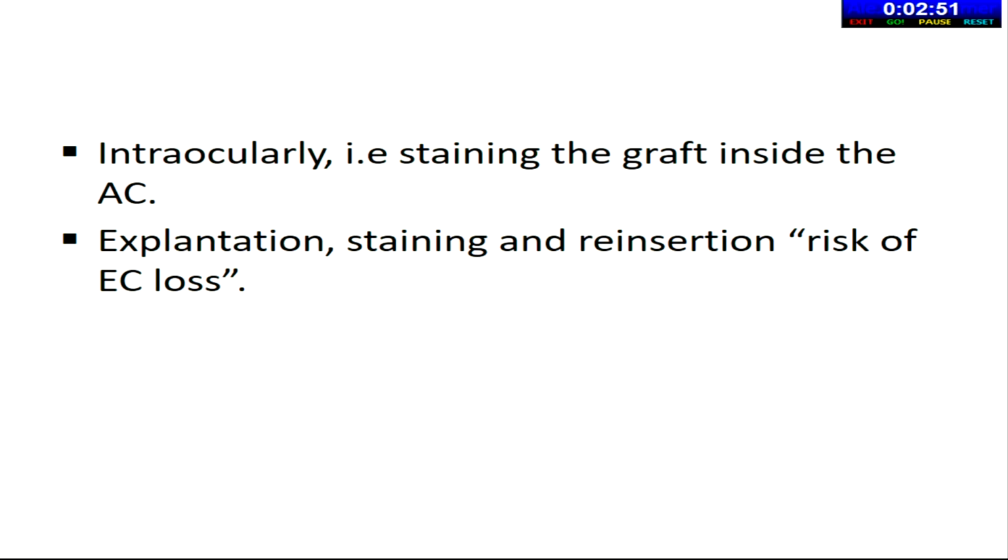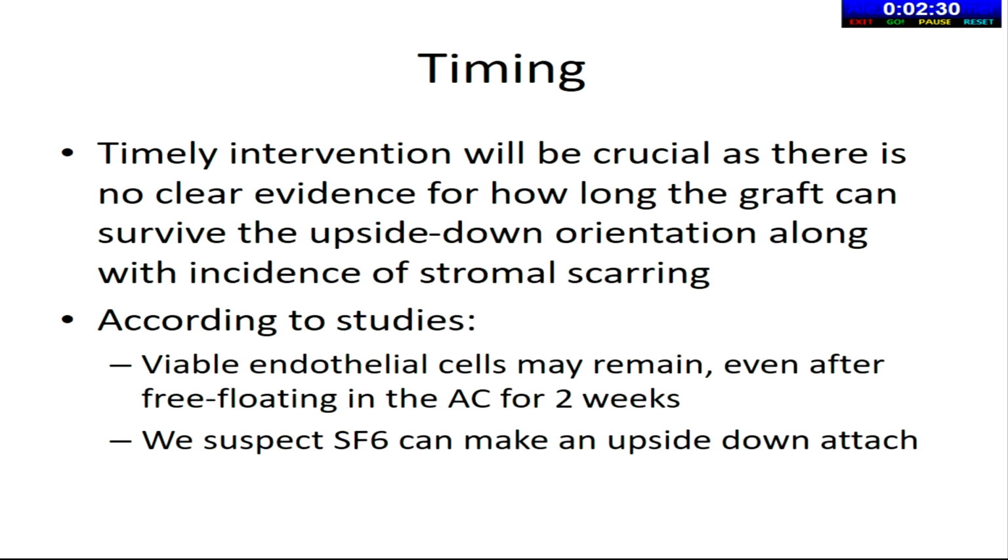So if you're going to reorientate, then you stain the graft within the AC intraocularly. Also, if it's already detached, you can actually explant it, stain it, and reinsert it. But note that there will be a risk of endothelial cell loss with this particular option.